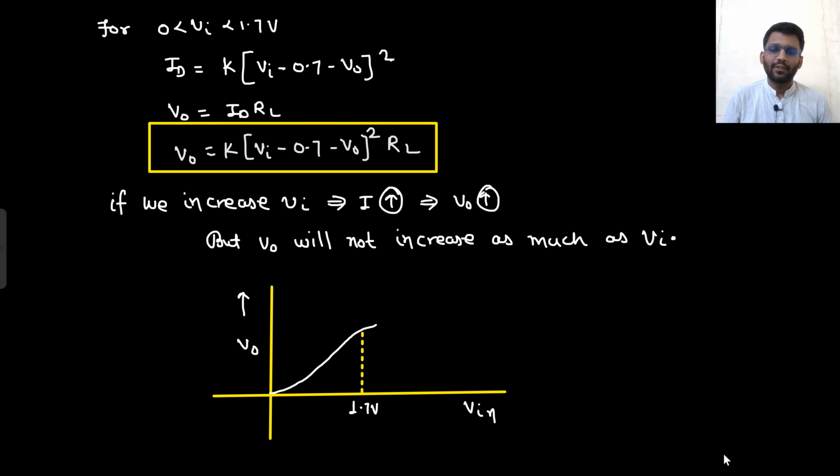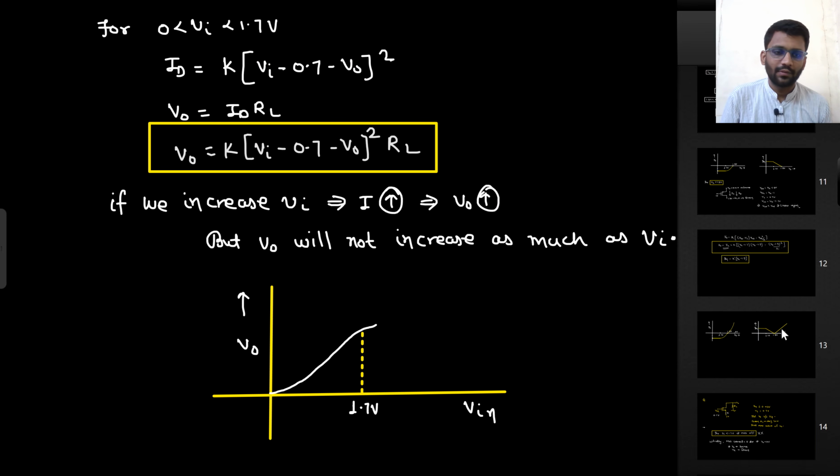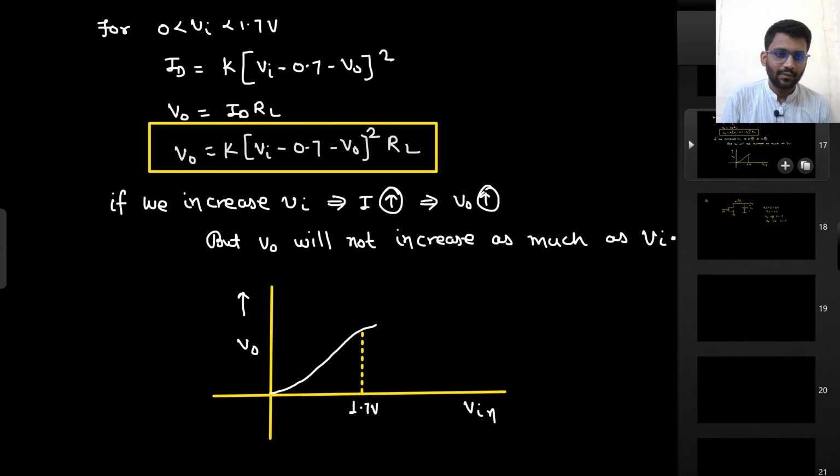Well and good. After 1.7 volt, what happens? For V in greater than 1.7 volt, it will be large. For V in greater than 1.7 volt, what happens? The device is in saturation. No, sorry, triode. The diode is in triode region.